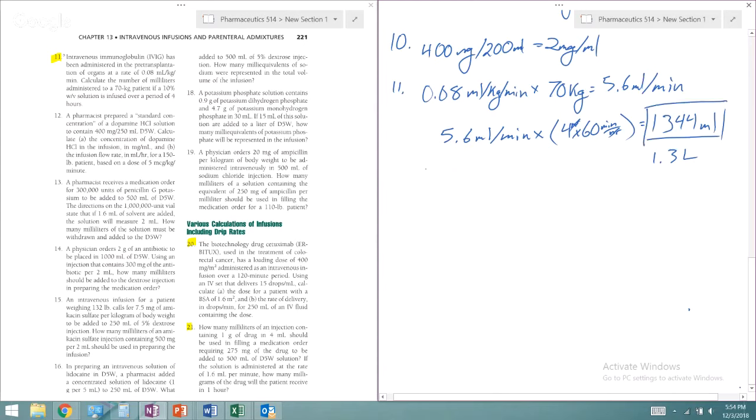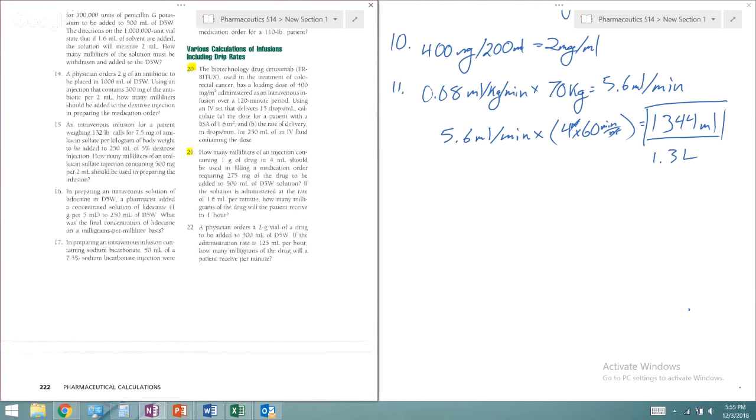The 10% weight per volume threw me off. Sometimes they'll throw in extra information that you don't need. So just be aware of that.